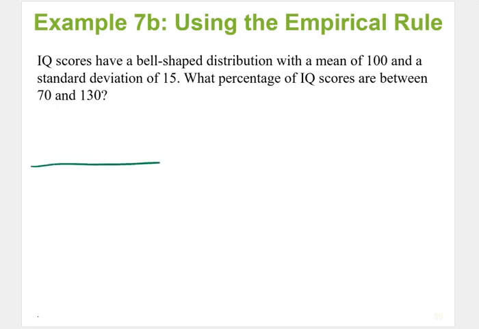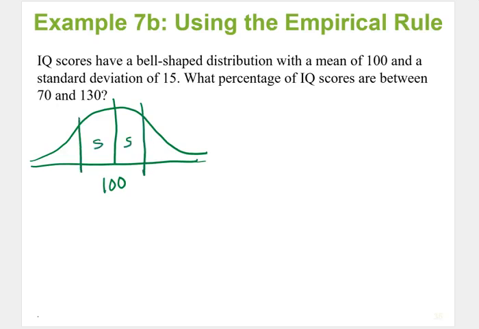Again, I'm a fan of drawing the picture. So here's my picture, right? I am at my average, my mean is 100, so that's going to go in the middle. If I go one standard deviation in each direction, right? If I go an S here and an S here, add 15 would be 115, and if I subtract 15, I get 85.